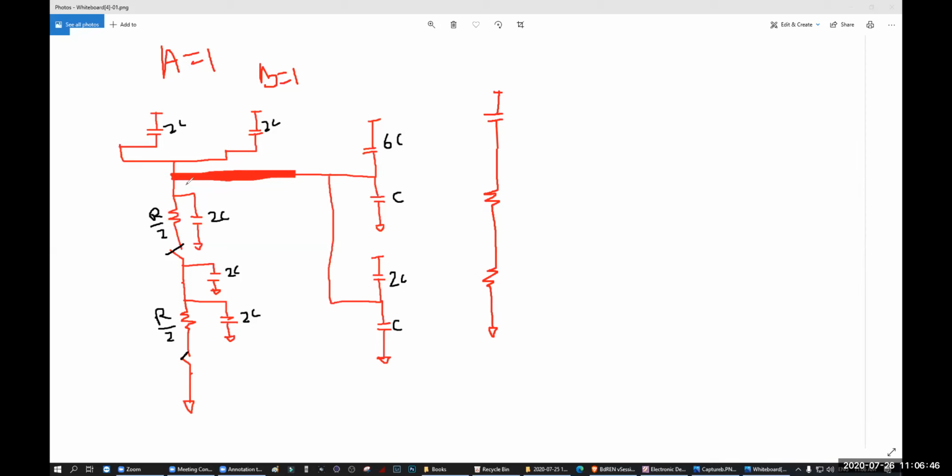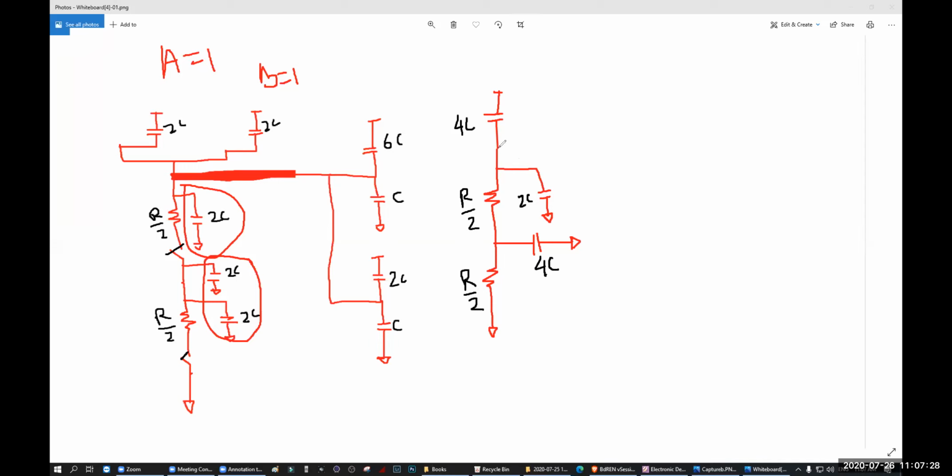Then you have one more capacitance here, this one, right? So this will be connected like this. You have 2 capacitances here. Can you see that? So they will become 4C, right? Understand? So let's write the values. This is 2C, 2C, they become 4C. This 2C will remain as 2C. This 2C, 2C, they become 4C. This is R by 2. This is R by 2.